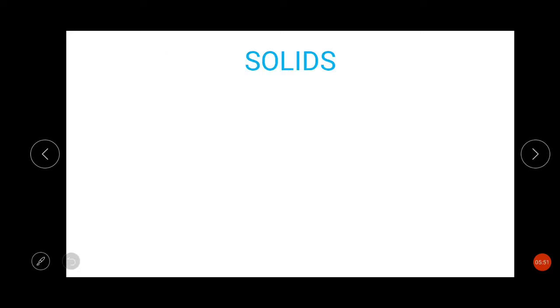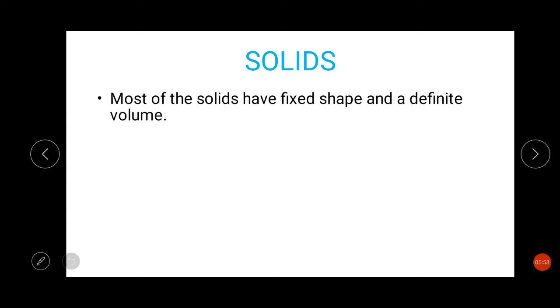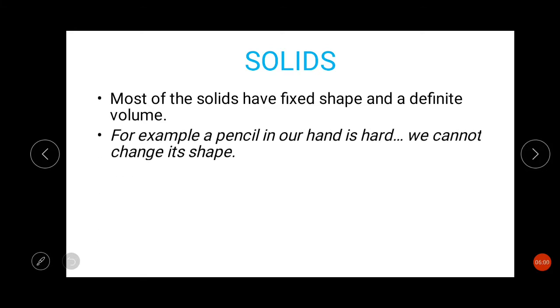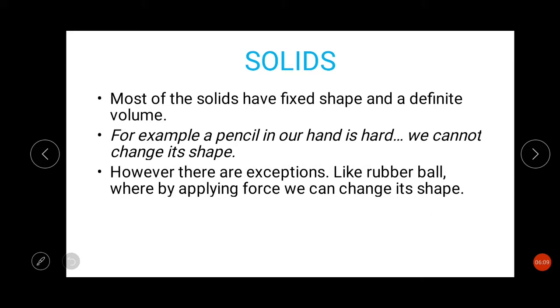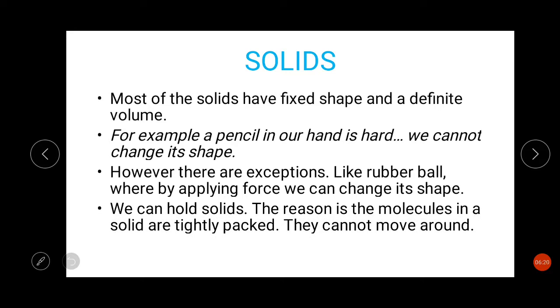Next, most of the solids have fixed shape and definite volume. For example, a pencil in your hand is hard. Can we change the shape of it? No, we cannot change. However, there are exceptions. For example, a jelly or rubber ball, if we apply pressure on it, can change shape. But these are few exceptions. Well, we can hold solids.